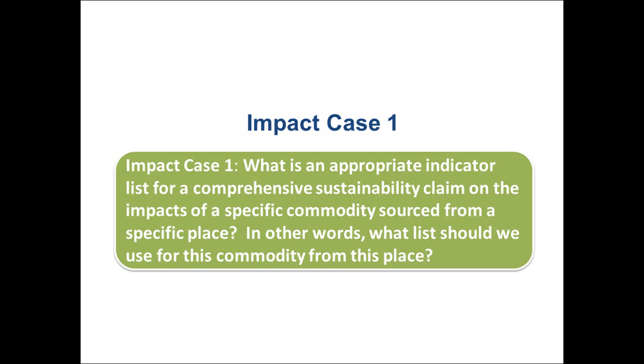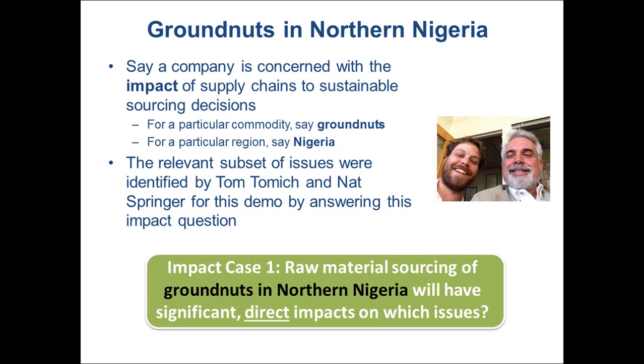So here we turn to impact case 1, which narrows the impact question to say, what is the appropriate indicator list for us to make for a comprehensive sustainability claim on the impacts of a specific commodity sourced from a specific place? So in other words, what list should we use for this commodity in this place? So again, just as with the generic question, this question can be answered with any number of participants present, ideally with the stakeholders who can best speak to the relevance of the issues from the various perspectives surrounding the region and commodity. Now for this demo, our team has chosen to look at groundnut sourcing in northern Nigeria.